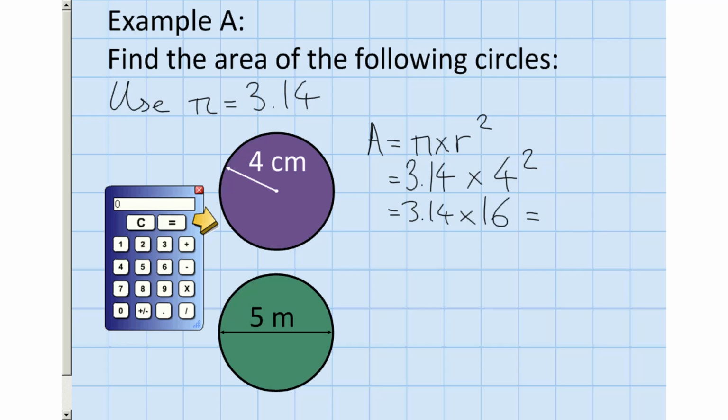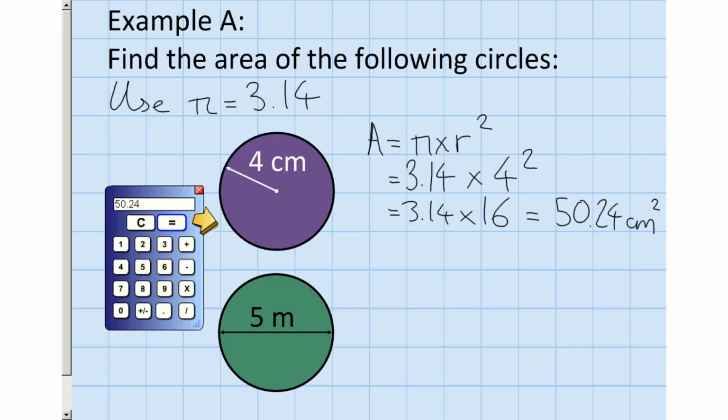I'm going to use my calculator now, so 3.14 multiplied by 16, we get 50.24. And this is an area we are working out, so its radius is in centimetres, so the area is in centimetres squared.